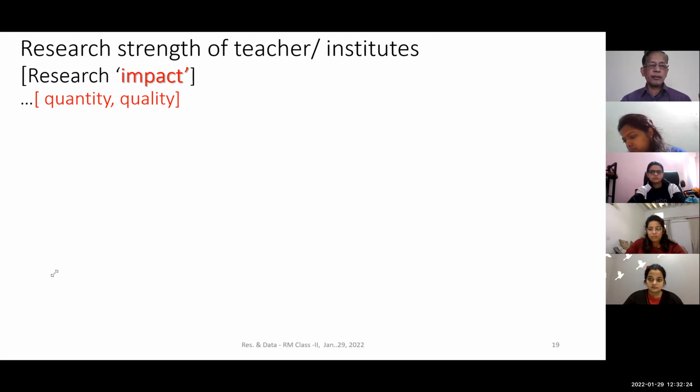So will it be a ratio scale? Yes, sir. Research quantity will be a ratio scale. Very good. And research quality, how do we measure it? It will be in which journal it has got published, whether ABDC or ASTAR, all those things.